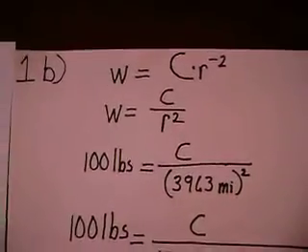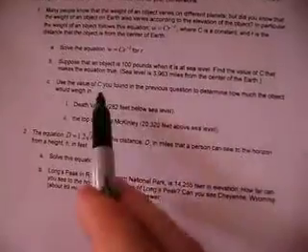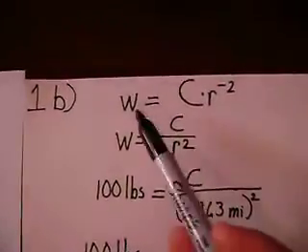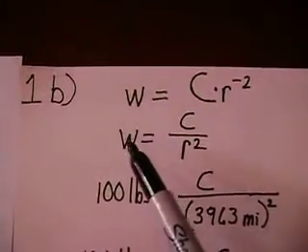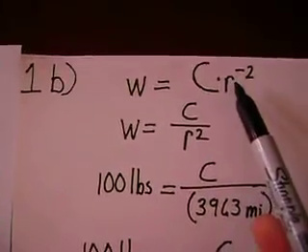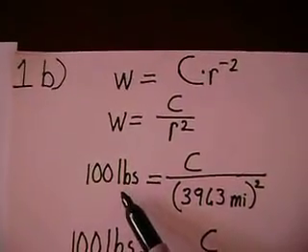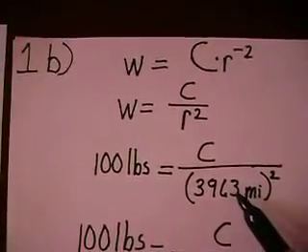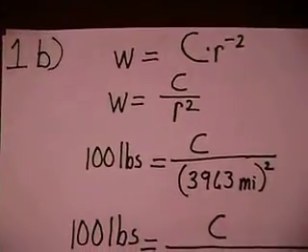Next it says, suppose that an object is 100 pounds when it is at sea level. Find the value of C that makes this equation true. Sea level is 3,963 miles from the center of the earth. What we can do is take this equation and plug in the values they give us. W is for weight, C is a constant, and R is the distance from the center of the earth. So W is equal to 100 pounds because they told us that. R is at sea level, and sea level is 3,963 miles. We can just plug this in and work it out from here.